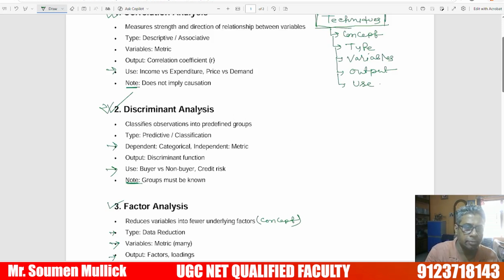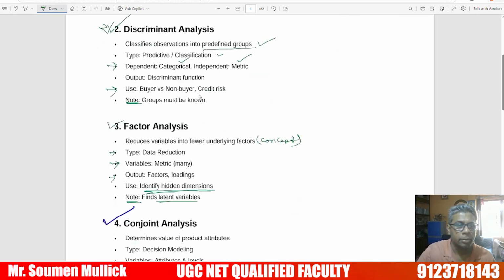Discriminant analysis classifies observations into predefined groups. This point is very important. In the case of discriminant analysis, it is a predefined group. The types of discriminant analysis are predictive and classification. The dependent variable in discriminant analysis is categorical, and independent variables are metric. The outcome of discriminant analysis is the discriminant function.